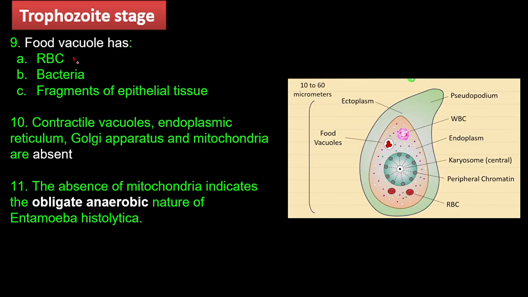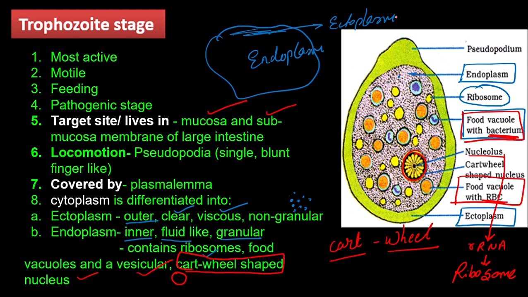Now, food vacuole consists of your RBC, your bacteria, and fragments of epithelial tissue. Epithelial tissue is nothing but your surface tissue. More about it, we are going to study in a different class. Now, let's see this diagram, class. You can see the elevated thing over here. This is nothing but your pseudopodia.